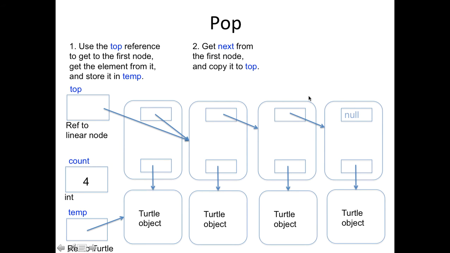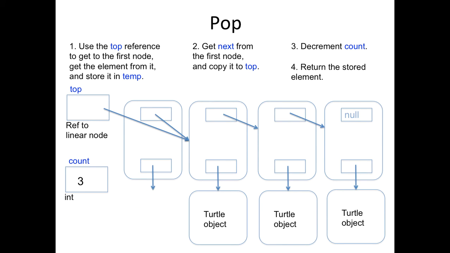Okay. The next thing we need to do is decrement count so that we no longer say that we have 4 elements. And then we need to return the stored element. And what's going to happen after this is that this linear node that's sitting here right now still points to this linear node. It's still got a pointer to the turtle object, but there's nothing pointing to this linear node. And so Java's automatic garbage collection will eventually come along and get rid of it.